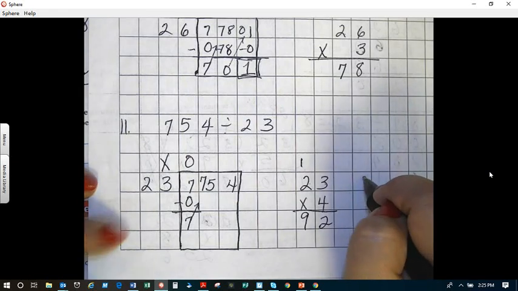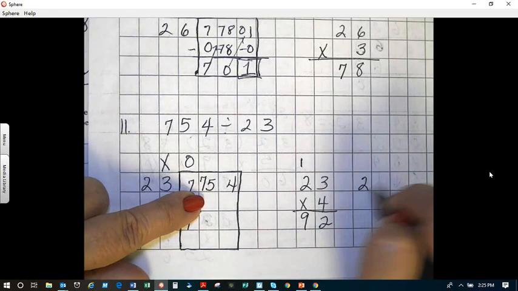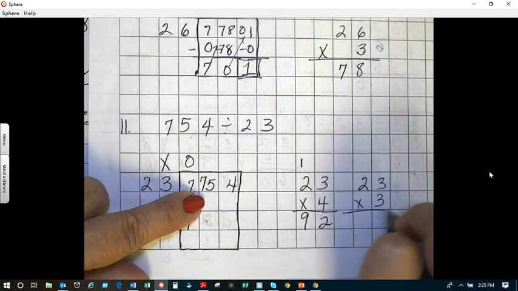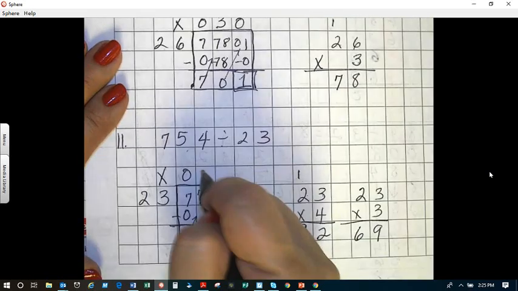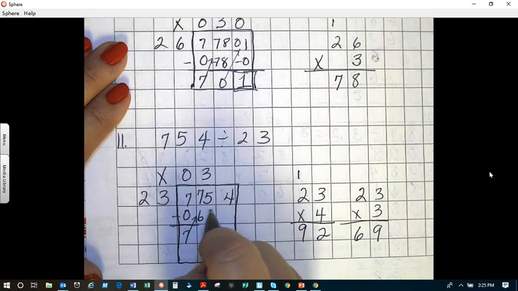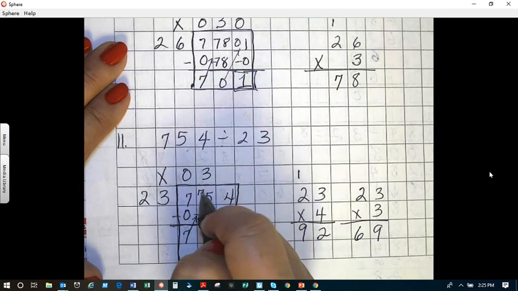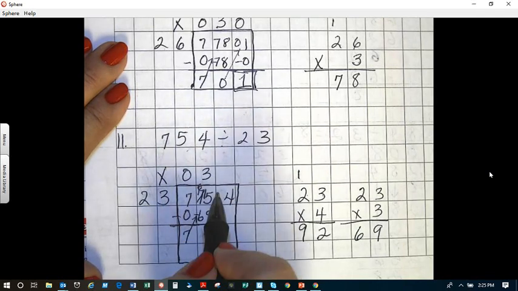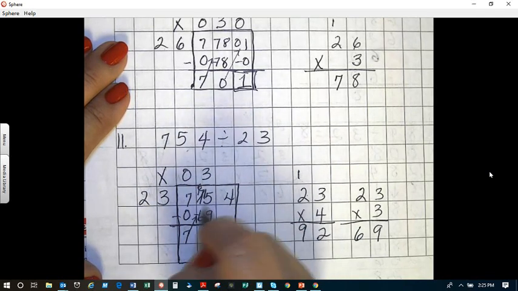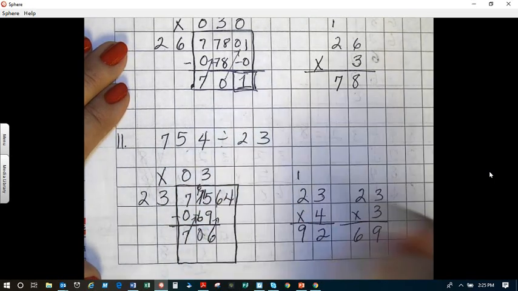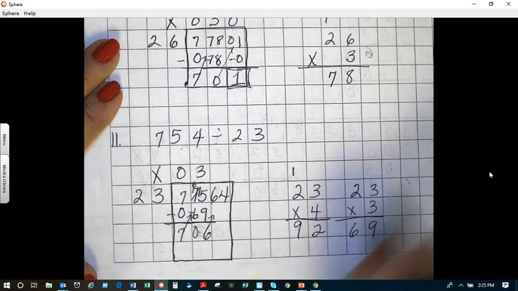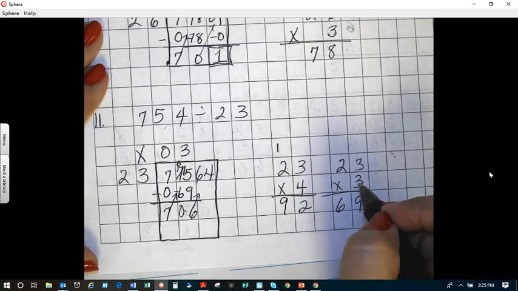Because I need to get 75. So 23 times 3 is 9 and 6. So it's 69. So it's 3 groups. So I'm going to subtract out 69. Regroup my 7. That makes it regroup my 15. So then I have 6. That's 6. And then that's 0. So my 6 is coming up here. 23 times what will get us to 64? Well, 23 times 3 is 69.